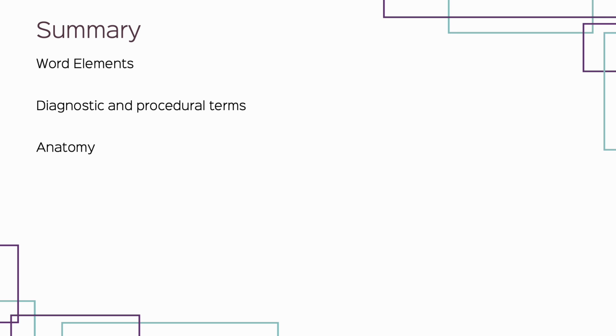Now that you are at the end of the lecture, you should understand the different word elements, different diagnostic and procedural terms, and then basic anatomy for each of the body systems. Don't forget to view the attachments and resources that are found within our module.